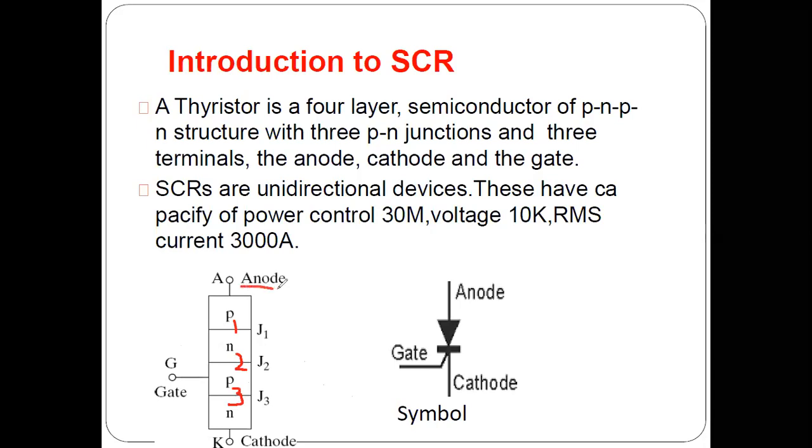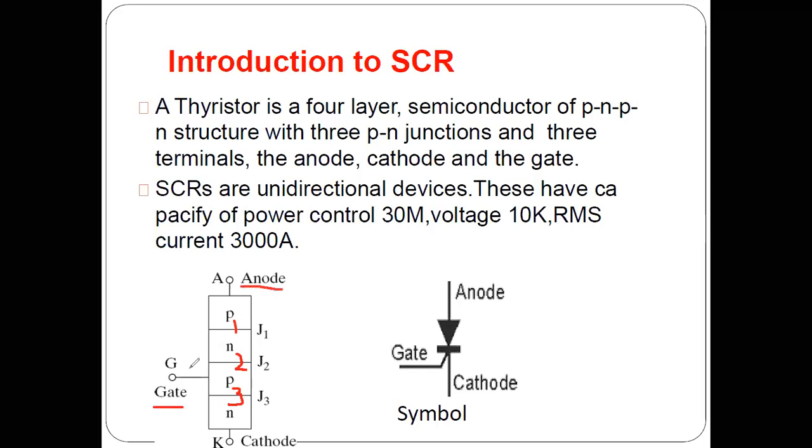The first terminal is the anode, we have the gate denoted by the letter G, and the cathode denoted by the letter K. So SCR is a 4 layer, 3 junction, 3 terminal semiconductor device. Which are those 4 layers? First is P, N, P and N. Then, SCRs are unidirectional devices. The meaning of unidirectional here is that the flow of current, or the operation of the device, is in only one direction.